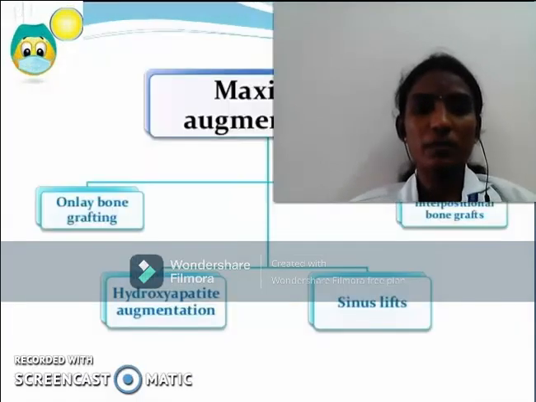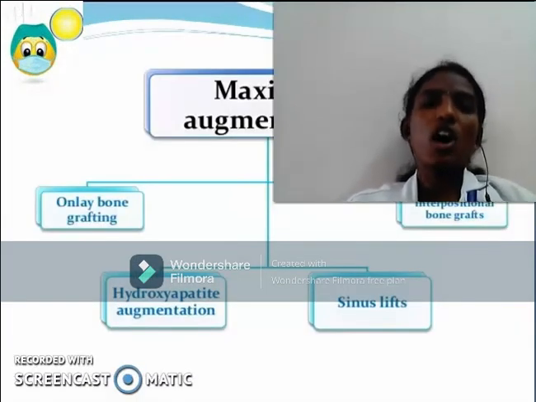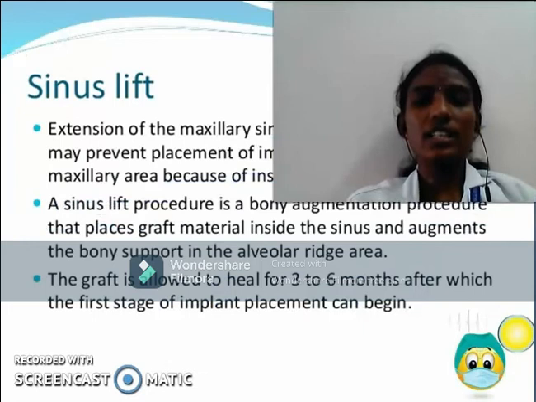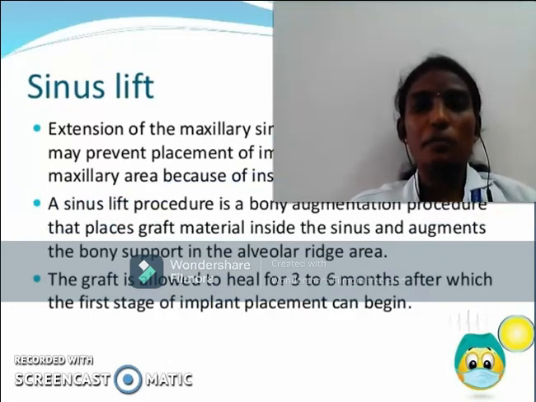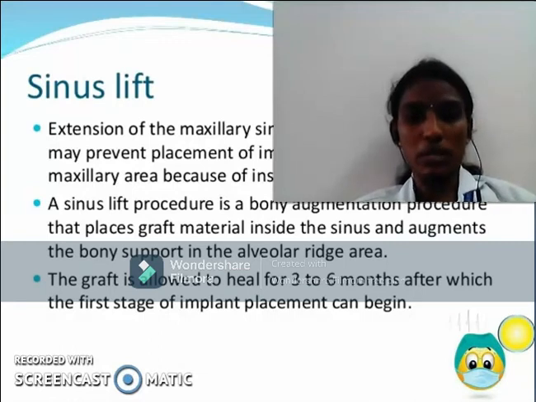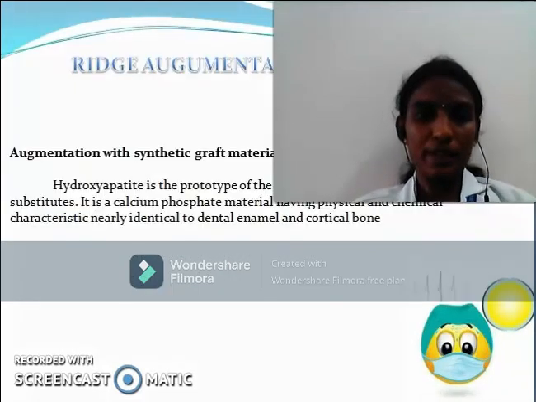Maxillary augmentation: onlay bone grafting, interpositional bone grafting, hydroxyapatite augmentation, sinus lift. Sinus lift is for the extension of the maxillary sinus into the alveolar ridge, which may prevent the placement of the implant in the posterior maxillary area because of insufficient bone support. The graft is allowed to heal 3 to 6 months, after which the first stage of implant placement can begin.